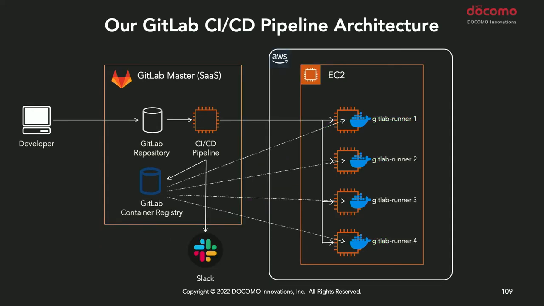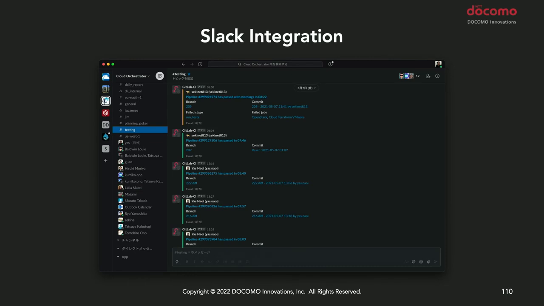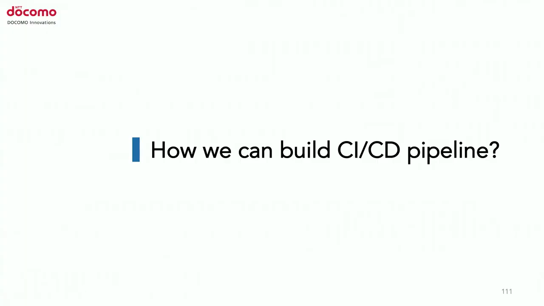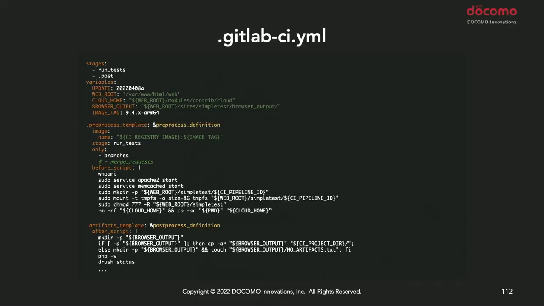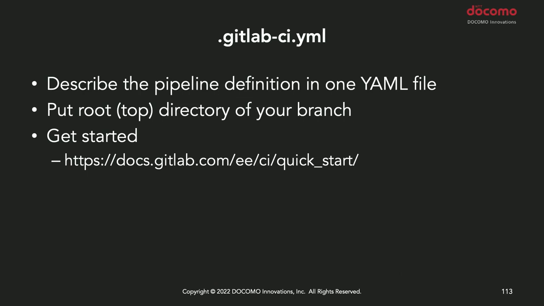And here is our actual deployment diagram using Amazon EC2 for GitLab runners. Also, the test result is notified to our Slack channel. So how can we build a CI/CD pipeline? Very simple. Describe the pipeline definition in one YAML file like this. Then put that file in the root directory of your branch. That's it. So that's the story of our automation.